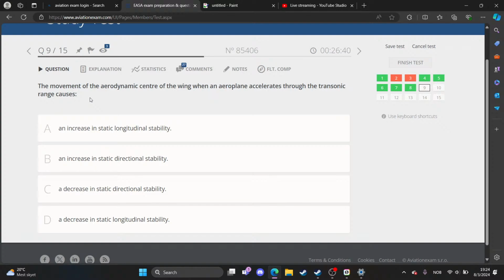Principle of flight. The movement of the aerodynamic center of the wing when the airplane accelerates through the transonic range causes... Going through the transonic range. Stability question. I'm unfamiliar with this one.